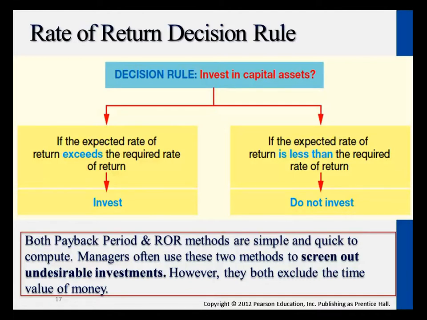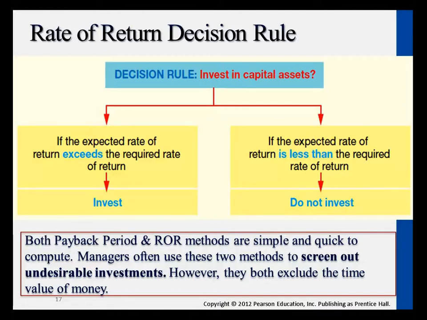So let's see, do we need to invest in this particular capital asset or not? The way we're going to make the decision, we're going to look: if the expected rate of return exceeds the required rate of return, then we're going to invest, right? From the example on the previous slide, we saw that it was less than, okay? So here's how we're going to decide, invest or not. If the expected rate of return is less than the required rate of return, as it was before, 16.7 versus 20, right? We're not going to invest.